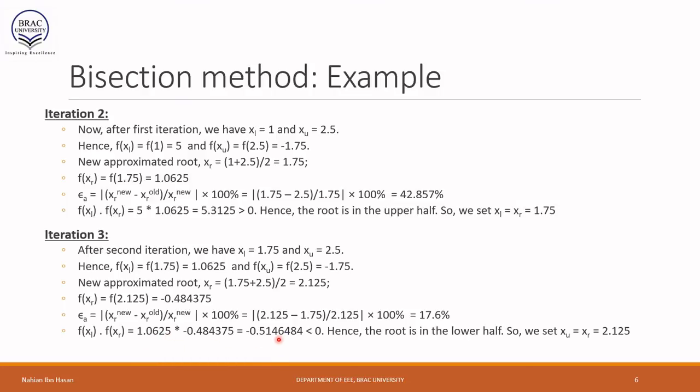Then we multiply f of xl and f of xr, and we see their multiplication is negative. If that is negative, it is the first criterion of the third step of the bisection algorithm. So we change the upper boundary location from 2.5 to 2.125. So this is our new upper boundary, which is 2.125, and our lower boundary is kept as it is, which is 1.75. So we move on to the fourth iteration. Since our approximate error is not up to the mark, we have to recalculate further.